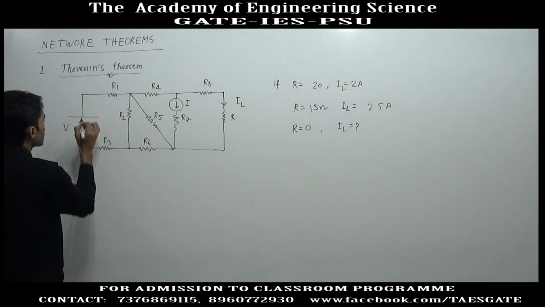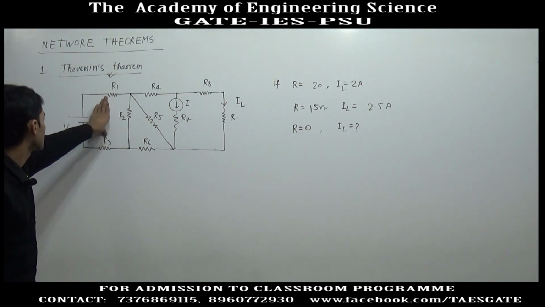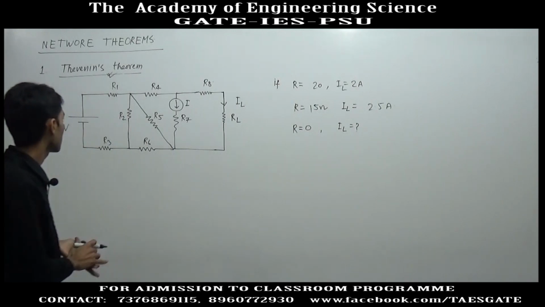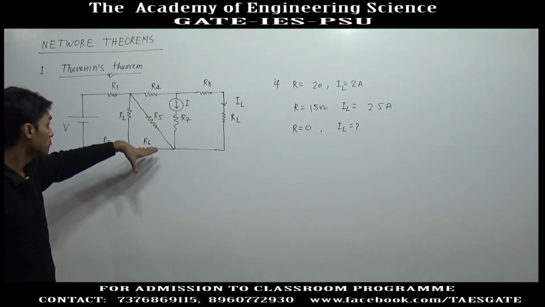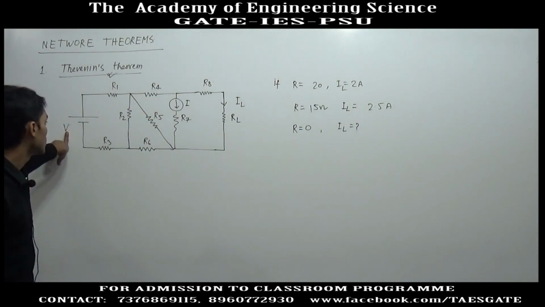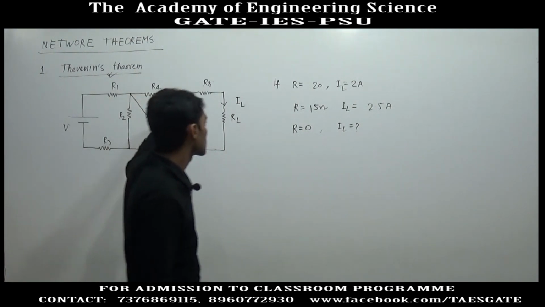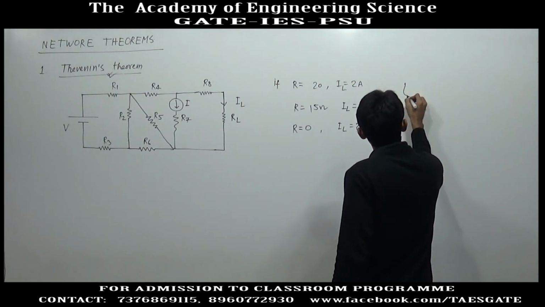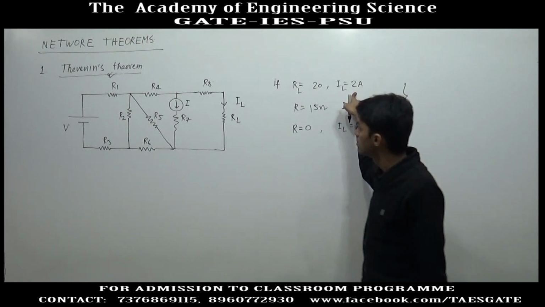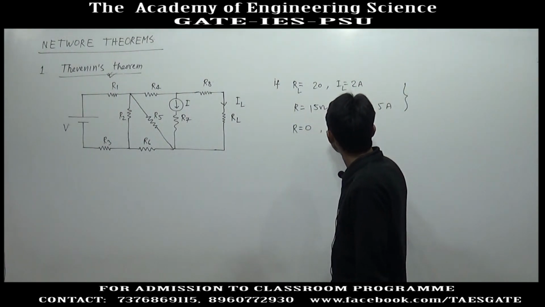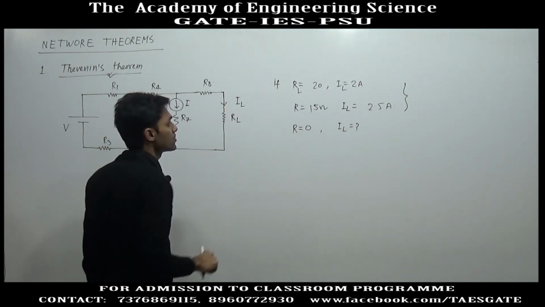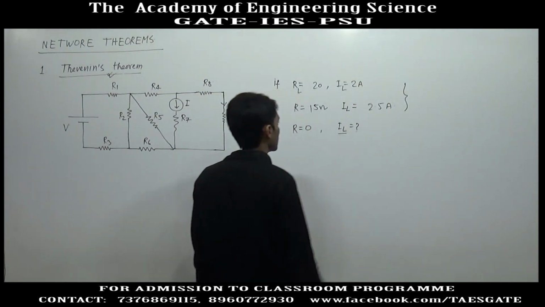There is a circuit which consists of several resistances, a voltage source, a current source, and a load resistance. There are 8 resistances or maybe even more, and the values of the resistances are not given. The values of the voltage source and the current source are not given. Two situations are given. If the load resistance is 20 ohm, the load current is 2 ampere. If the load resistance is 15 ohm, the load current is 2.5 ampere. Now if the load terminal is short circuited, what will be the short circuit current?